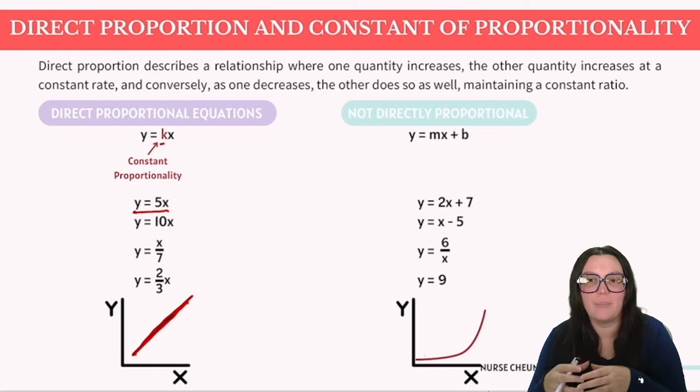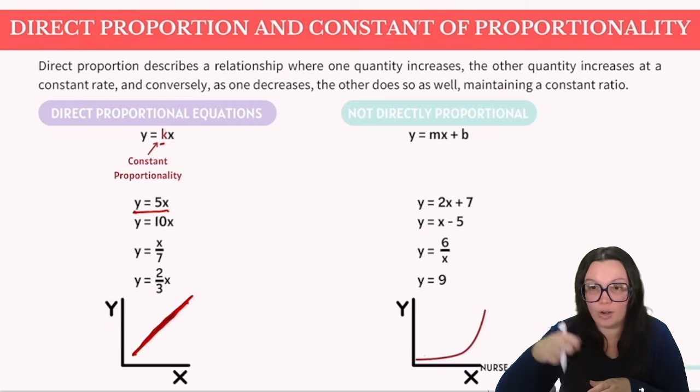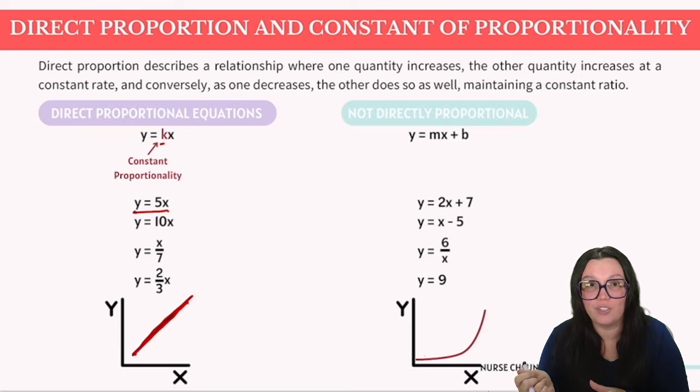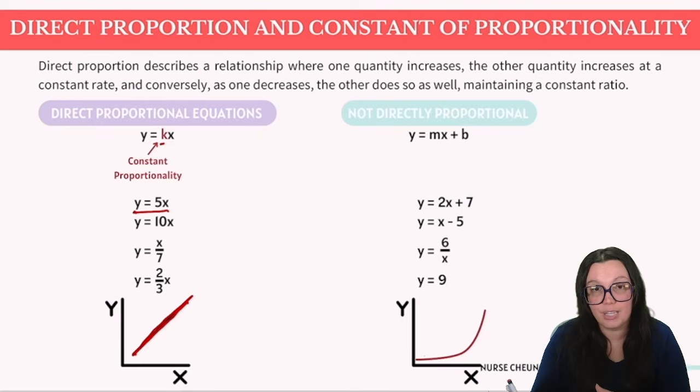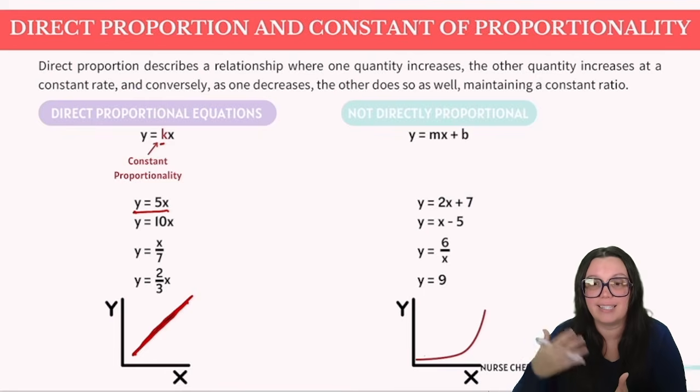So imagine that you have a bag of marbles. And for every marble that you take out, you get 2 candies. If you take out 1 marble, you get 2 candies. If you take out 2 marbles, you get 4 candies, so on and so forth. This is direct proportion because the more marbles that you take out, the more candies you're going to get. And it's always going to increase at the same amount.